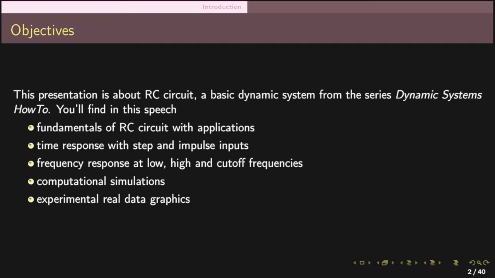You will find in this speech fundamentals of the RC circuit with applications, time response with step and impulse inputs, frequency response at low, high, and cutoff frequencies, computational simulations, and experimental real data graphics.